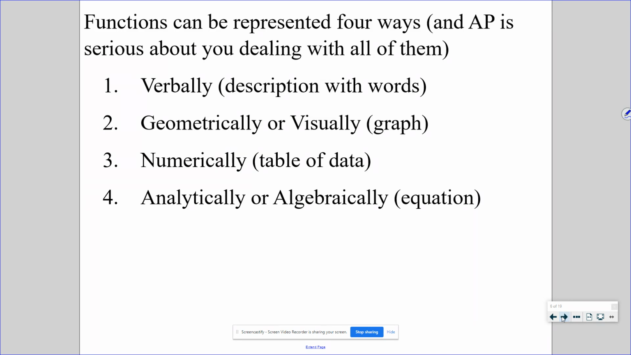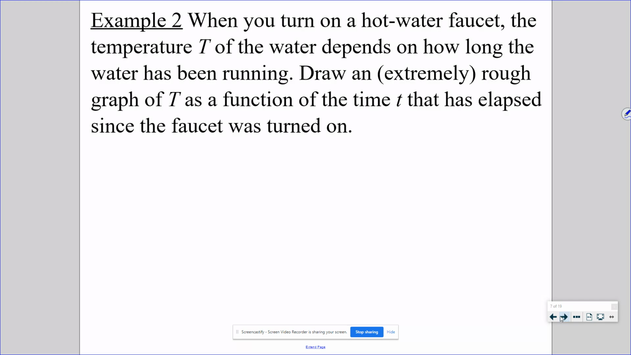Just a reminder, functions can be represented in 4 different ways. We're used to seeing a visual representation, which is a graph, or maybe a numerical one in a table of data, or even an algebraic function, which is an equation. But you can also represent functions verbally with words. Here's an example of that.